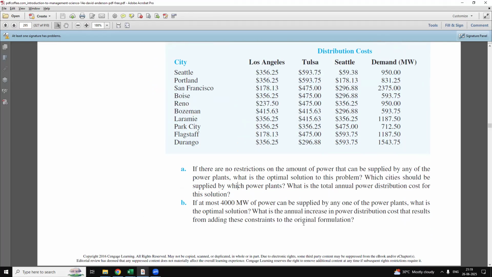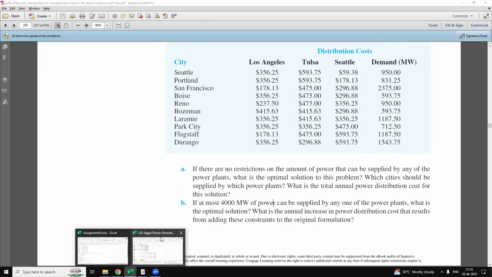And in the second part, they've changed the power limit to 4,000 megawatts. So if at most 4,000 megawatts of power can be supplied by any of the power plants, then what is the optimal value? So in this part, we need to make sure 4,000 is our constraint, less than or equal to. So here is the Excel solution.